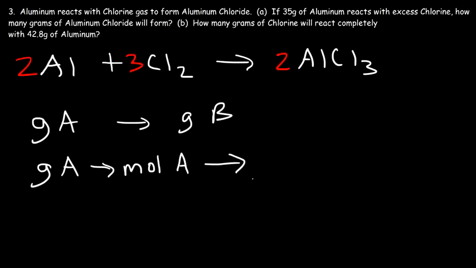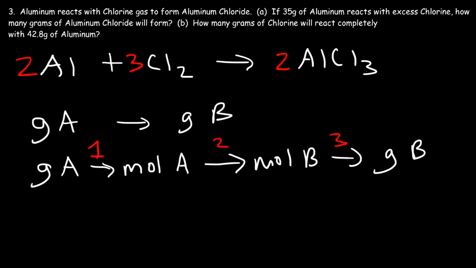Next, once we have the moles, we need to change from substance A to substance B. So we need to use the molar ratio for that part. Finally, now that we have the moles, we need to change the unit from moles to grams using the molar mass of substance B. So there are 3 steps that we need to take. This is step 1, step 2, step 3.